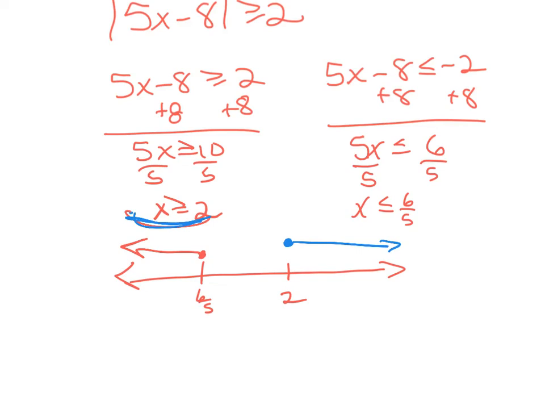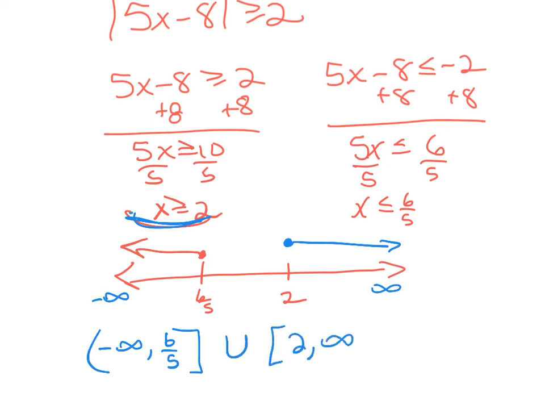So when I write this, again, remember negative infinity is over here, positive here. So negative infinity up to 6/5 with a bracket, unioned with 2 to infinity.